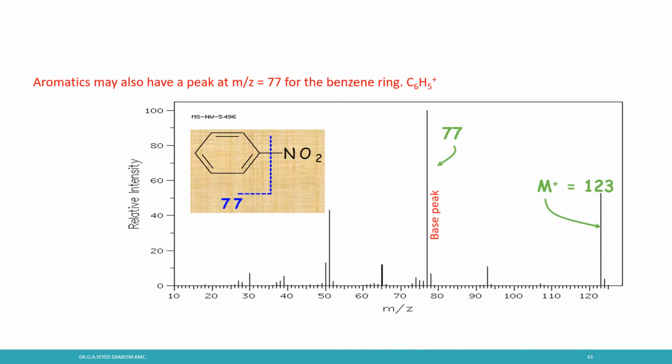This slide shows the mass spectrum of nitrobenzene. It gives a peak at m/z 123, that is the molecular ion peak, and by the loss of NO2 free radical, it gives another peak at m/z 77, corresponding to the molecular formula C6H5+, and that C6H5+ ion has greater stability. That ion gives the base peak. That is, the peak at m/z 77 is the base peak, and the peak at m/z 123 is the molecular ion peak, and the remaining peaks are daughter ion peaks.